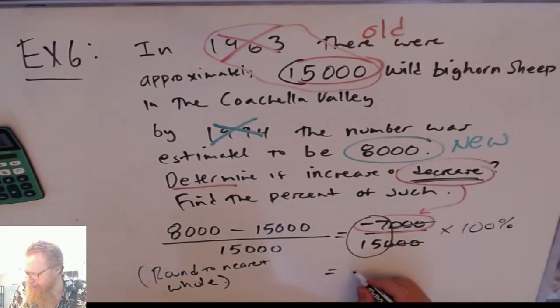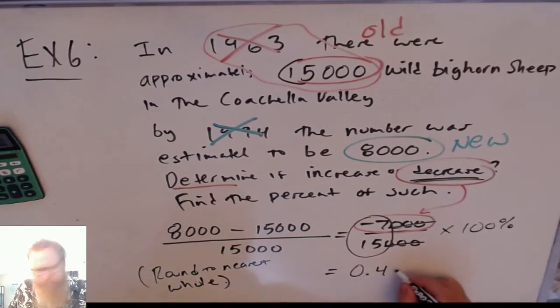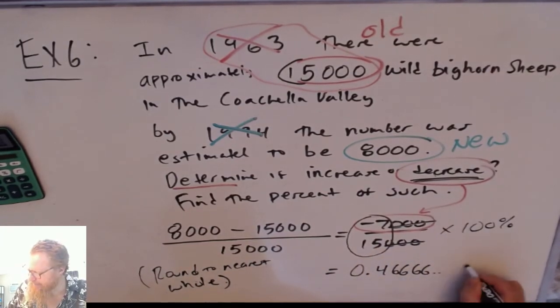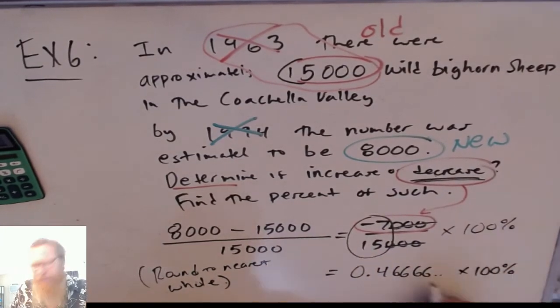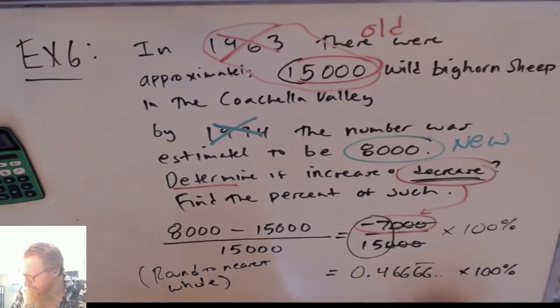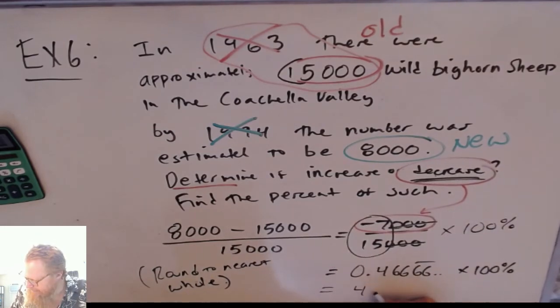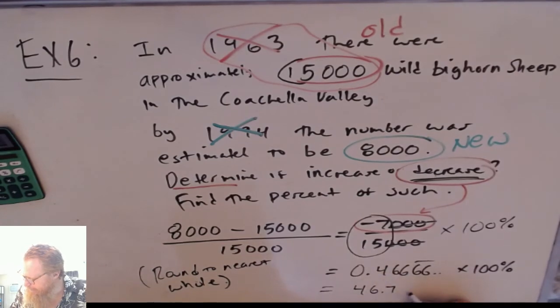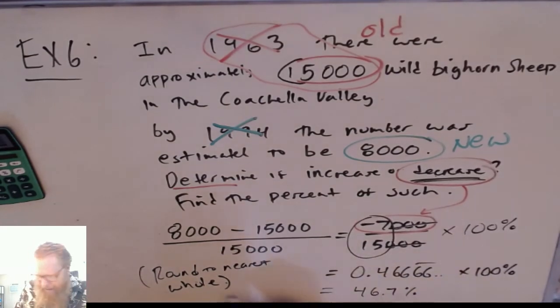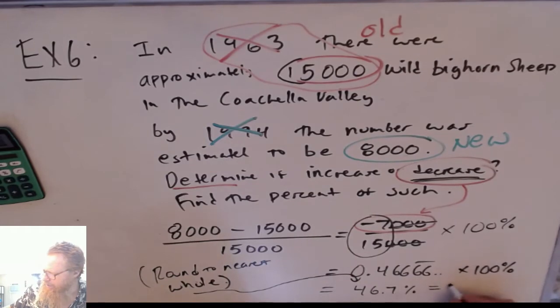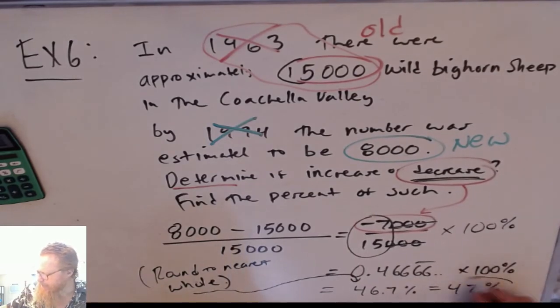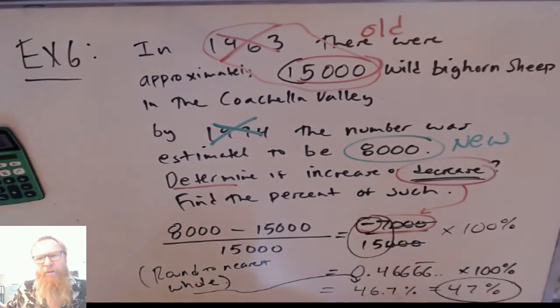This one's definitely not whole. This is 0.4666666 forever and ever. Repeating decimal. I could just put a bar over it, like that or something, but I'm not really doing that today. So that would be 46.7. Rounding to the nearest whole would be 47%, and we would ignore the negative sign.